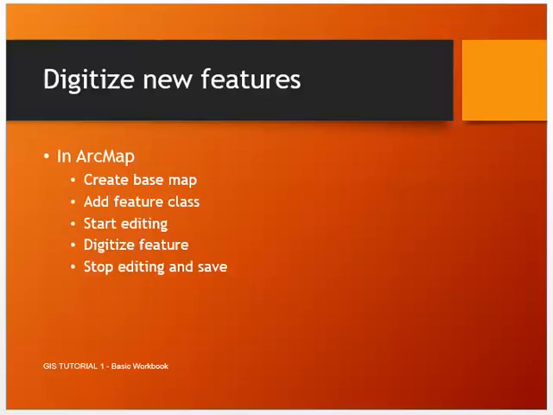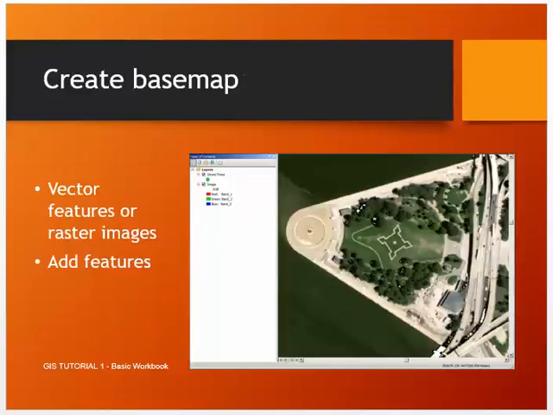So then in ArcMap you would add your base map, your imagery, or whatever you're going to use. You would add the feature class that you want to edit, start editing it, create your features, and then save the features. So here we have an image. This is a vector or a raster image. You can also use vector features such as a road layer or multiple layers.